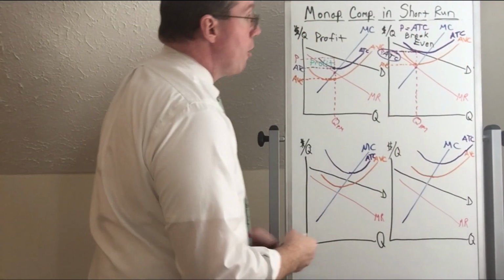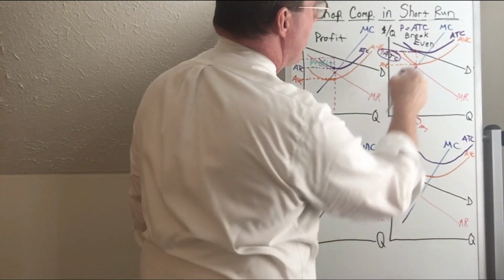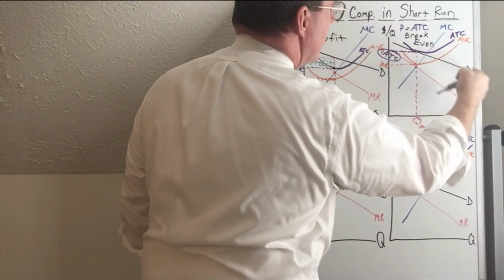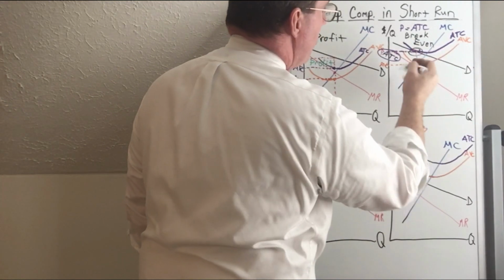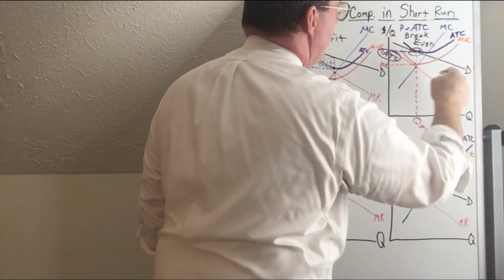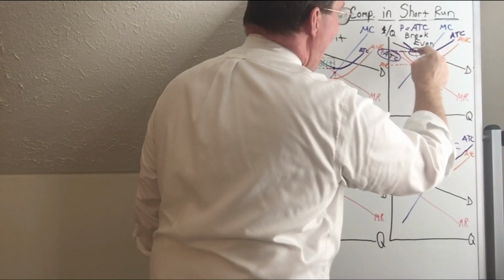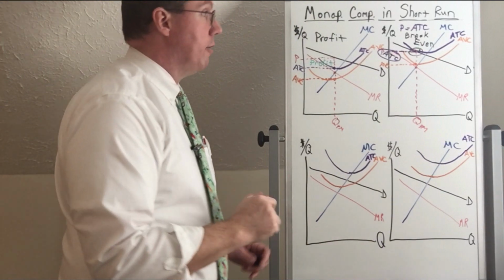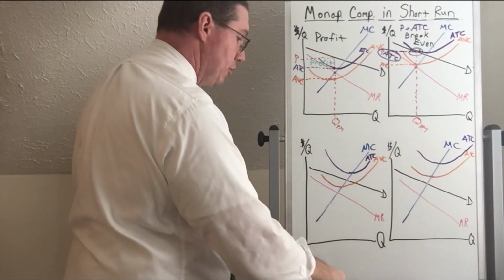And remember, with the break even situation, we know it's break even. It's where the average total cost curve is tangent to the demand curve. Do you see that point right there? The average total cost curve is just barely touching the demand curve right at the profit maximizing quantity. Okay, so that is a clear indicator of the break-even situation.